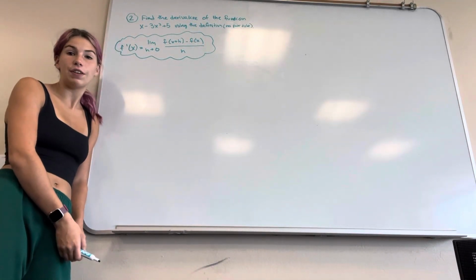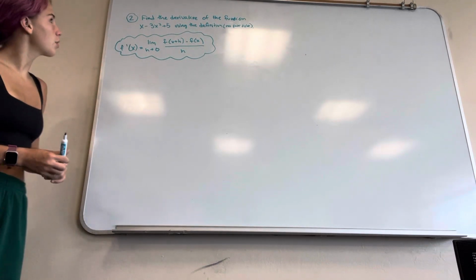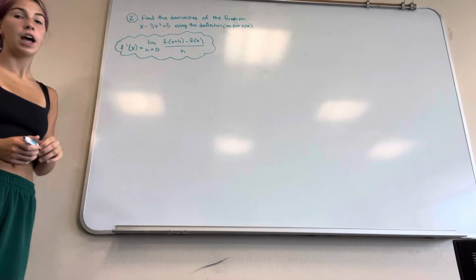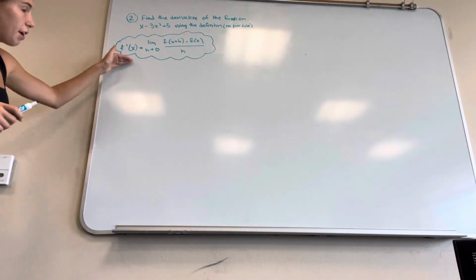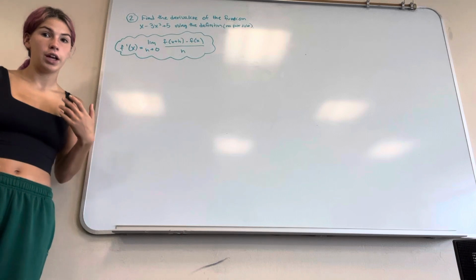Today I'm going to be teaching you how to find the derivative of a function using the definition. So here we have a problem. We're going to be finding the derivative of the function f of x equals x minus 3x squared plus 5, and we have to use the definition, so we can't use the power rule. And here's a very important formula that you have to know. That's what we're going to be using for the basis of this problem.